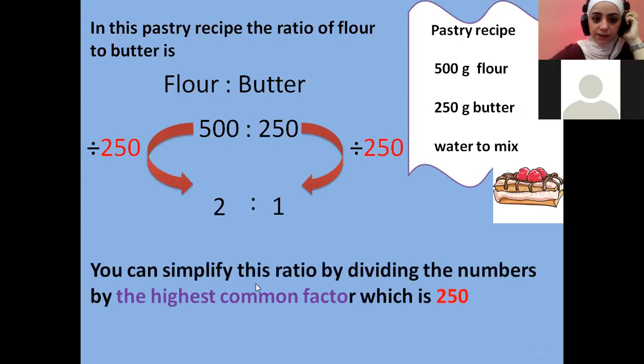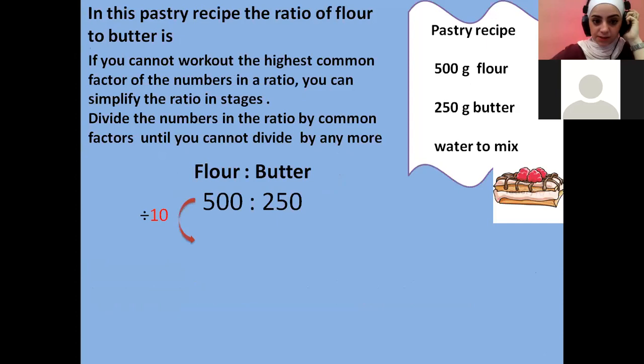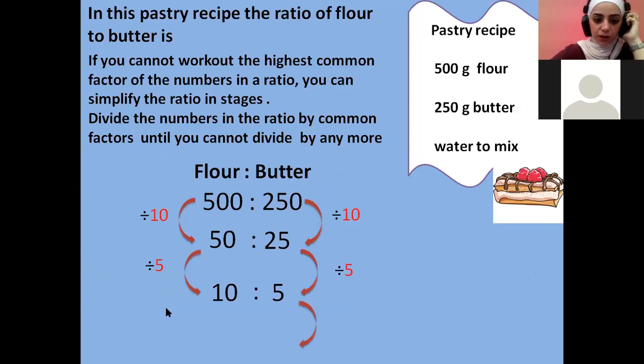So as you see, you can simplify this ratio by dividing the numbers by the highest common factor, or you can divide it in 2 steps. This is exactly what Lean did. She divided by 10 first, and she got 50 to 25. Then she divided by 5 again, which is 10 to 5. So you get 2 to 1. So you can do the simplest form in 3 steps, in 2 steps, or directly from the first step.